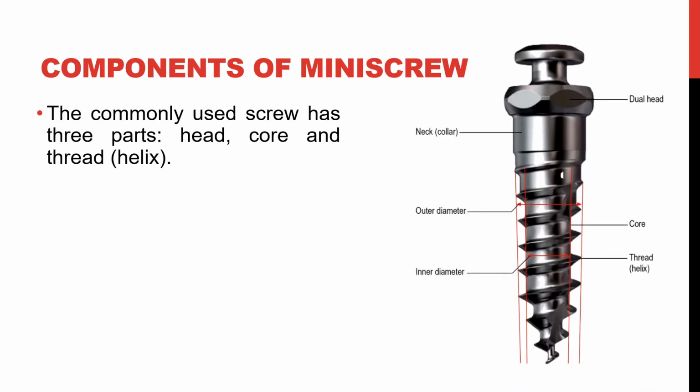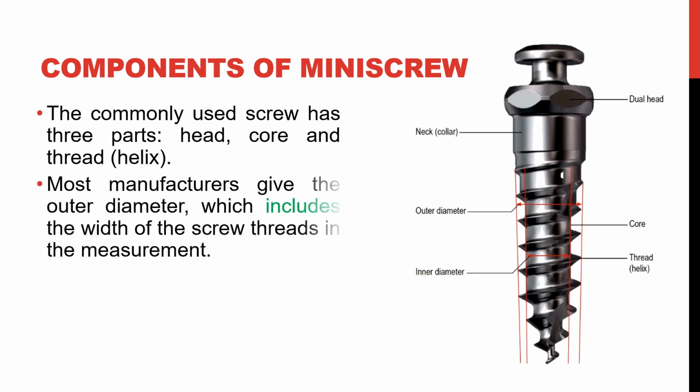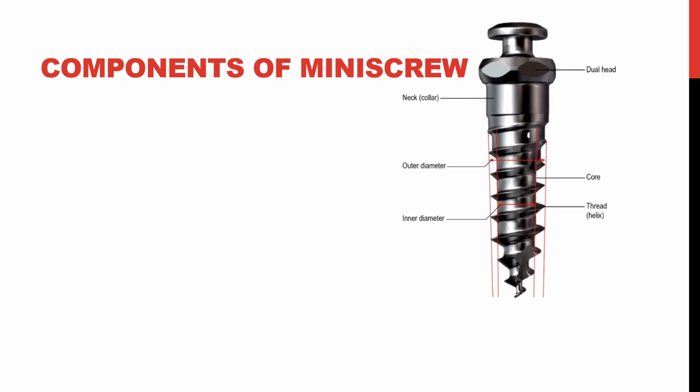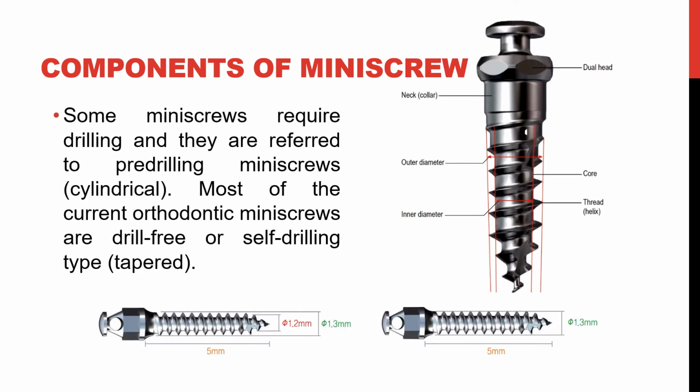The commonly used screw has three parts: the head, core, and thread. Most manufacturers give the outer diameter, which includes the width of the screw threads, in measurement. The diameter and thread length of the mini screw are the main features to consider when selecting a mini screw. Some mini screws require drilling, and they are referred to as pre-drilling mini screws. They have a cylindrical shape. Most of the current orthodontic mini screws are drill-free or self-drilling mini screws, and they are tapered.